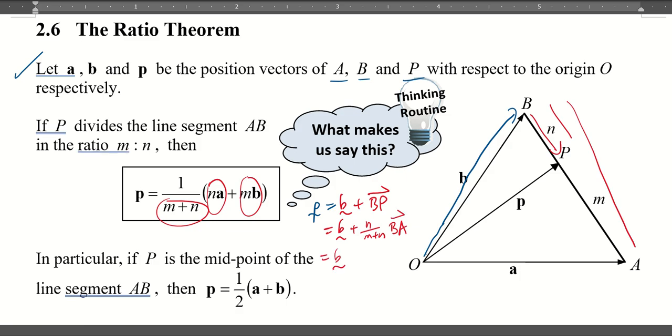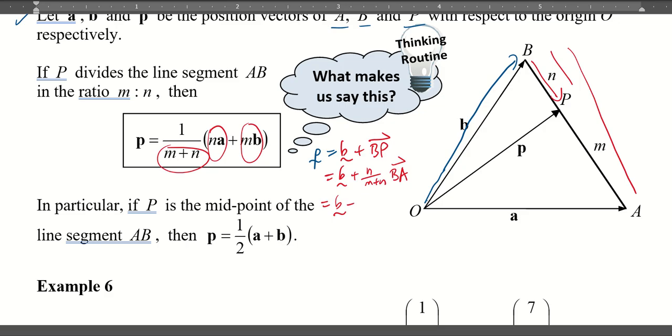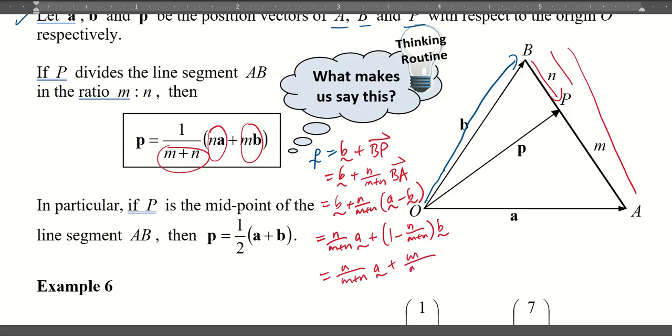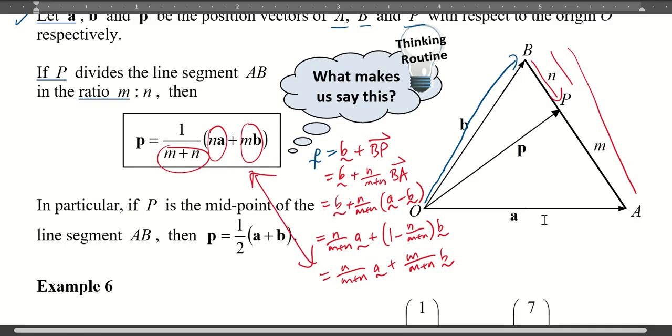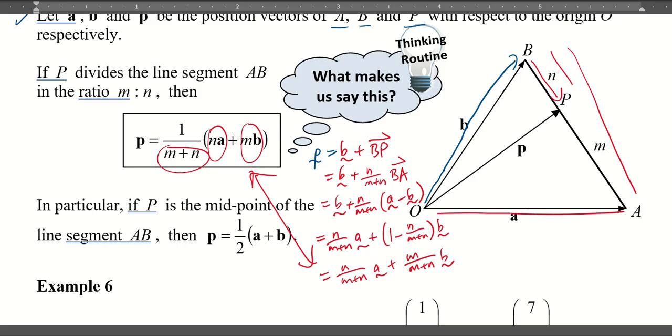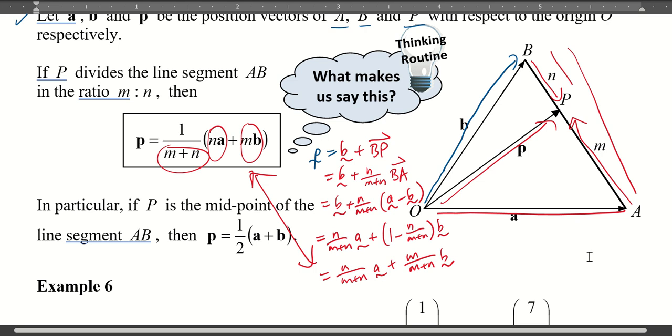And BA is what? Vector BA can be expressed as OA minus OB. In this way, we can get the ratio theorem result. Also, OB will be 1 minus n over m plus n vector OB, and this gives m over m plus n vector OB. So it's the same. I hope that convinced you. You can also show this result by going this route, OA plus AP instead, to represent OP. So that's the ratio theorem.